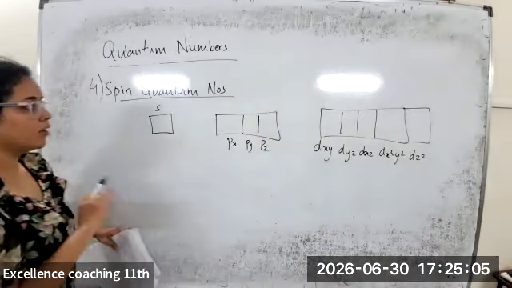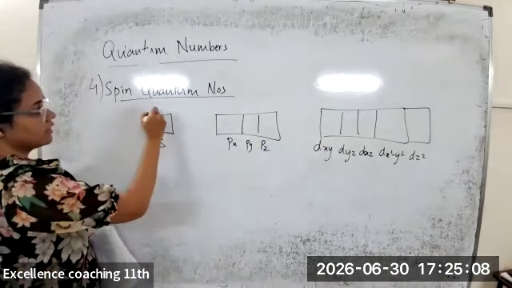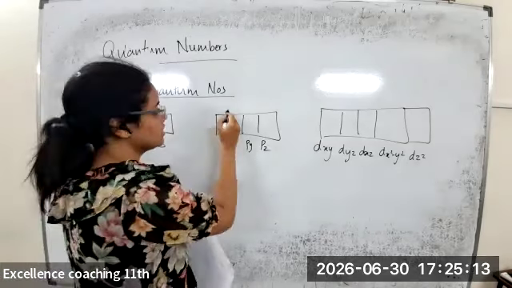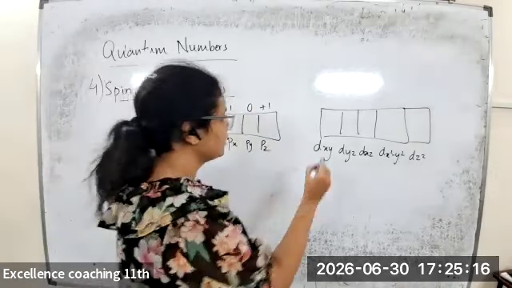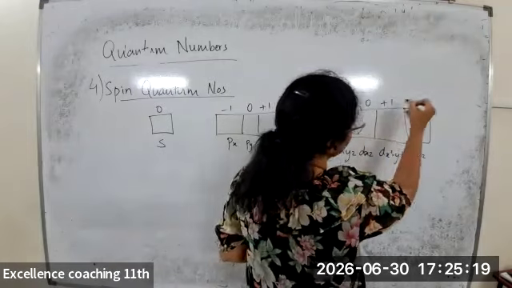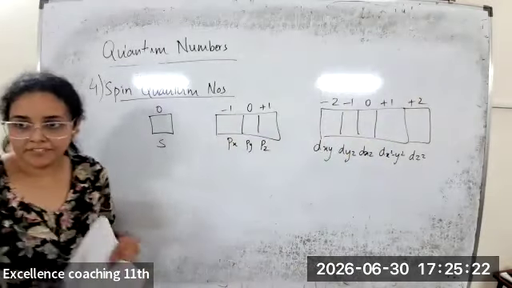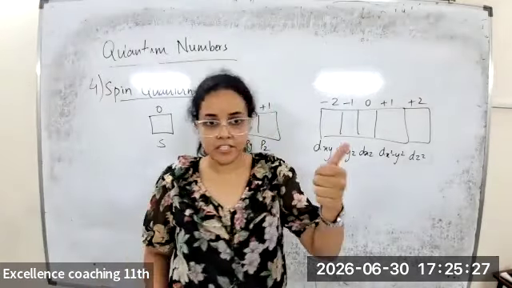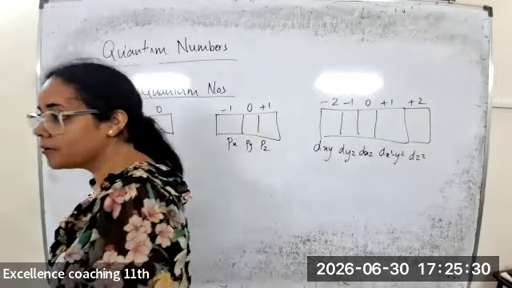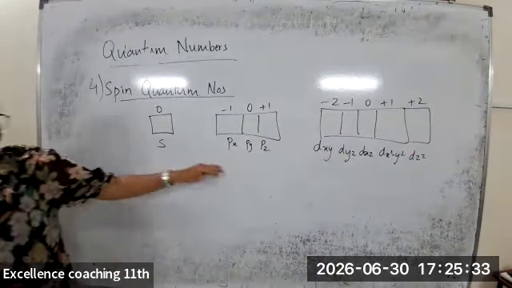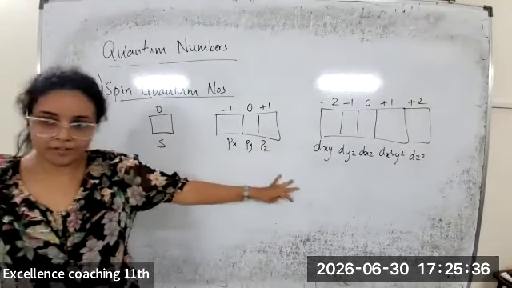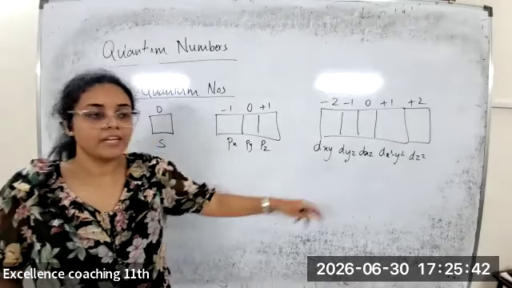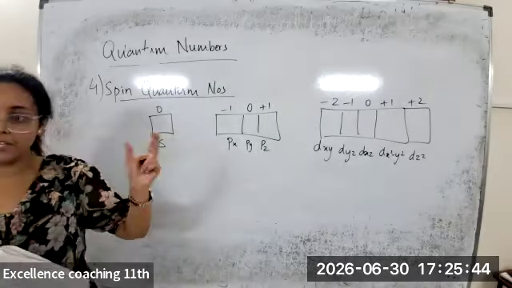We also have seen that the value of the magnetic quantum number, small m, will be 0 for s. For p, it will be -1, 0, +1. For d, it will be -2, -1, 0, +1, +2. So this comprises the first three quantum numbers: first the principal quantum number, second the azimuthal quantum number, third the magnetic quantum number. We have reached three quantum numbers so far. The last will be the spin quantum number. It basically tells the spin of that particular electron.